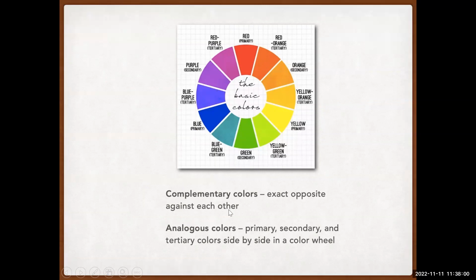We have complementary colors, where they are the exact opposite of each other. We also have the analogous colors, the primary, secondary, and tertiary colors side by side in a color wheel. So when you take analogous colors, it is purple or blue, right? Or green. So that is what we call analogous. Complementary are the colors that are opposite from one another. So that's what we call complementary and analogous colors.